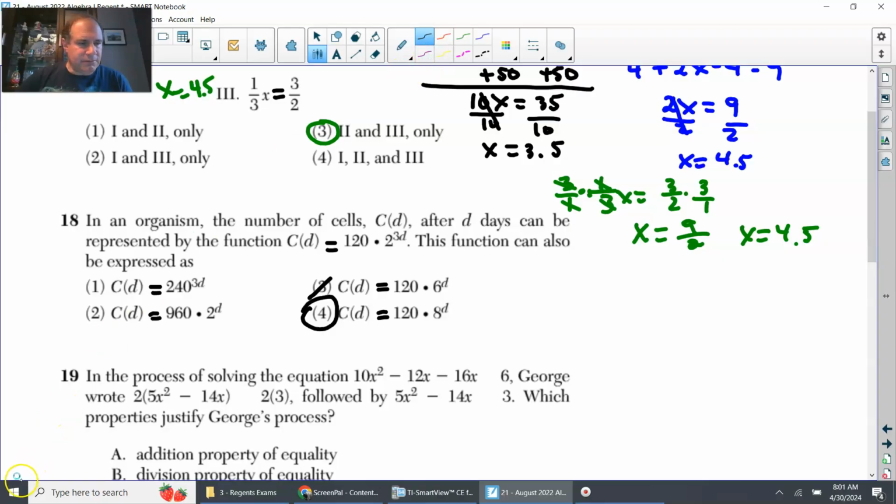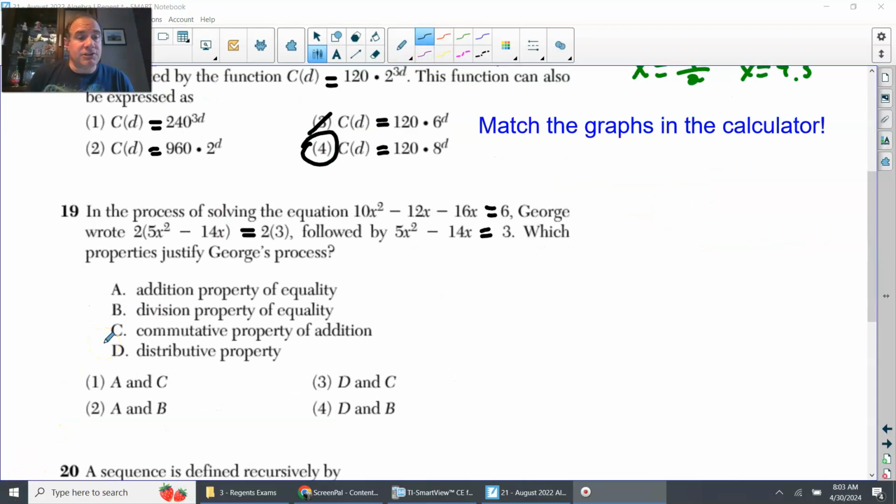Calculator only. Okay, so here's a property question. You know they would probably try to throw one of them in, and they have. If you look, it says 10x squared minus 12x minus 16x equals 6. George wrote this, and it looks like to me that George is factoring out. And when you factor out, it kind of is like what I always call distributive property in reverse. That's what it is. This is distributive property in reverse. So that's the first step that George took, right? And you see that he's factoring out a 2 on each side of the equation.